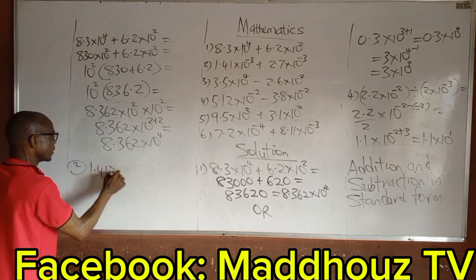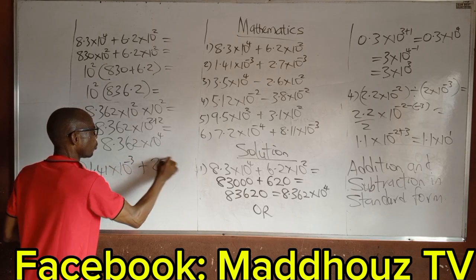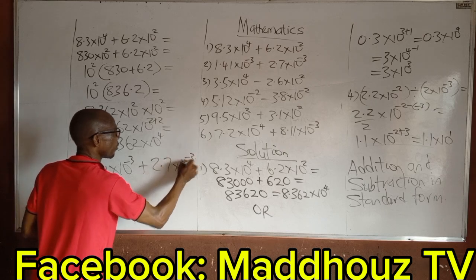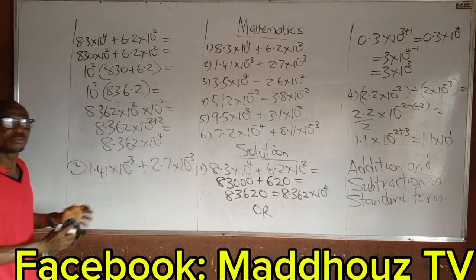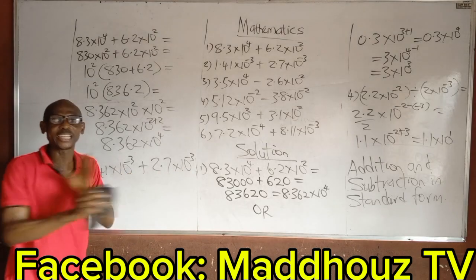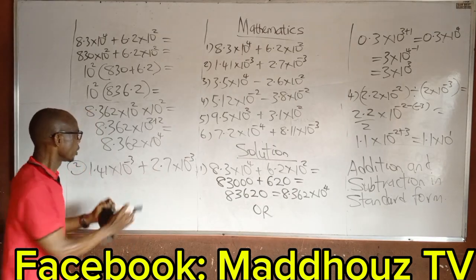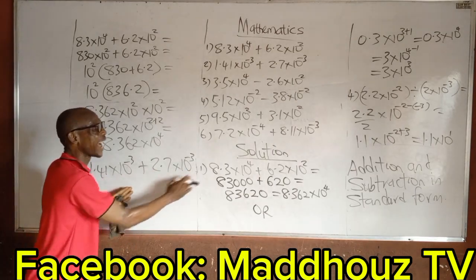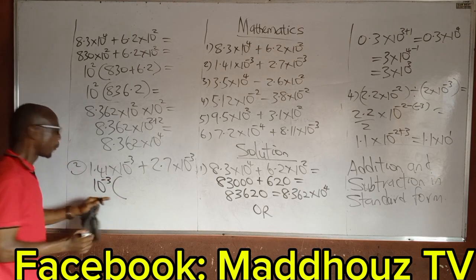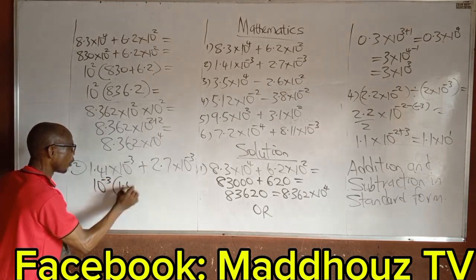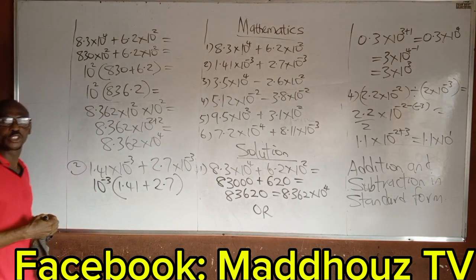Question number 2. 1.41 times 10 raised to the power of minus 3 plus 2.7 times 10 raised to the power of minus 3. Now, in this situation, the powers of 10 here are the same. Since they are the same, we take these common 10s out. So we now have 10 raised to the power of minus 3, open bracket, 1.41 plus 2.7. I will close the bracket.